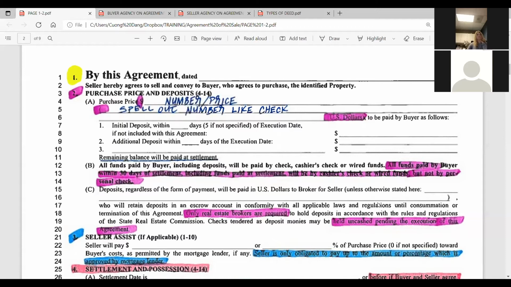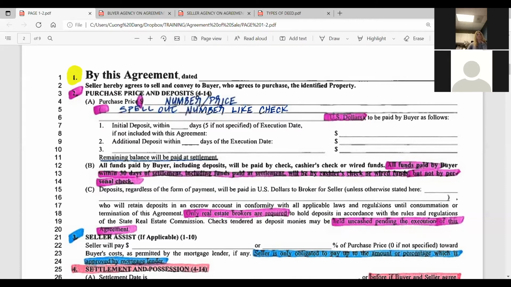Section 2, purchase price and deposits. Section A is the purchase price, and you see the little dollar sign there? That's where you put the number, the price, the numerical number. Right below that, it starts off with a parenthesis that I highlighted and wrote in "spell out number like check," and then it ends with US dollars. So you want to write out the numerical number, spell it out like you would on a check.